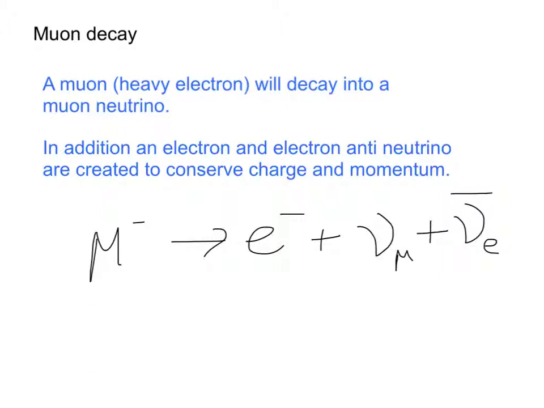Let's have a look at this muon decay. So we have a muon, which is a lepton. We've got an electron, which is a lepton. We've got a muon neutrino, which is a lepton. And we've got an electron antineutrino, which is -1, because it's an antiparticle, an antilepton. So these two cancel each other out, and we're left with 1 and 1, which is fine.